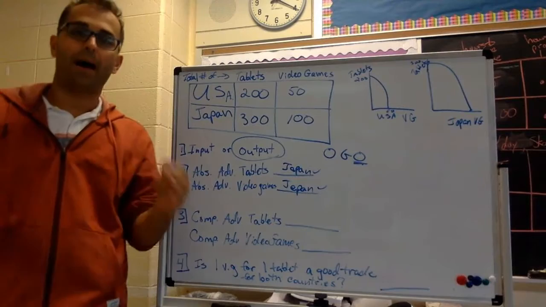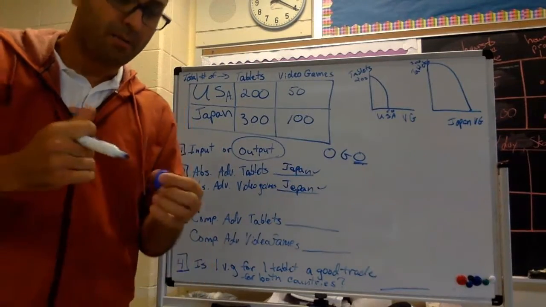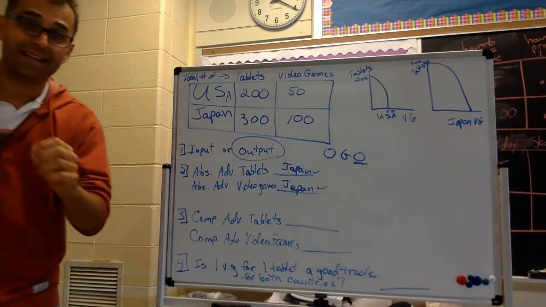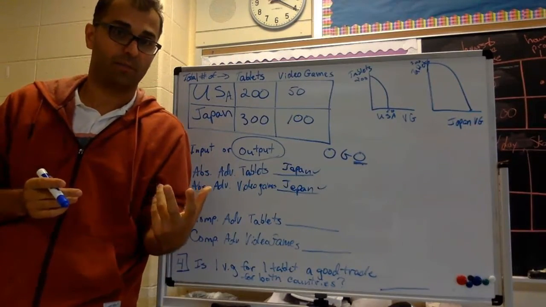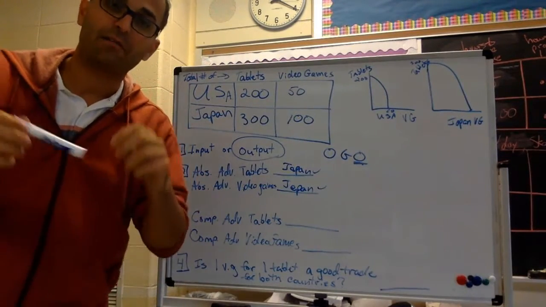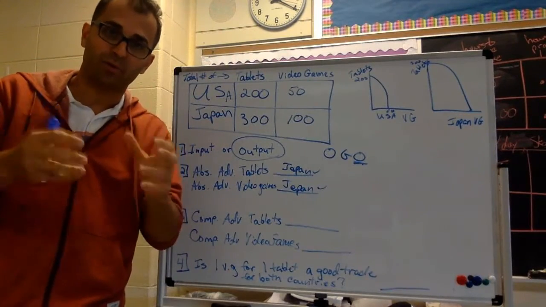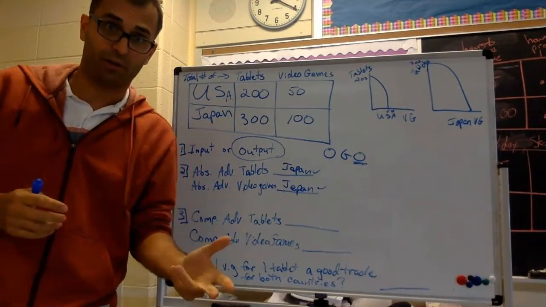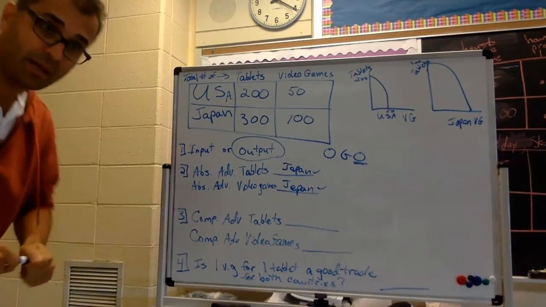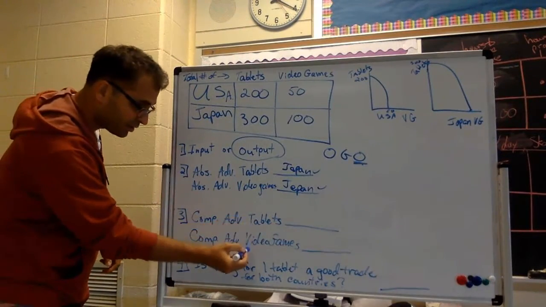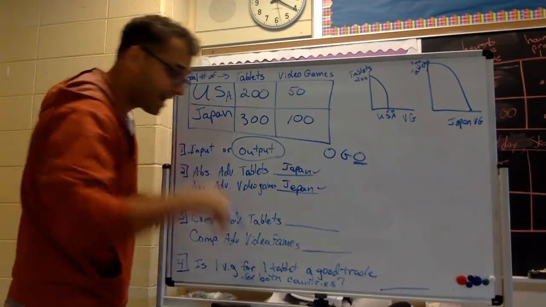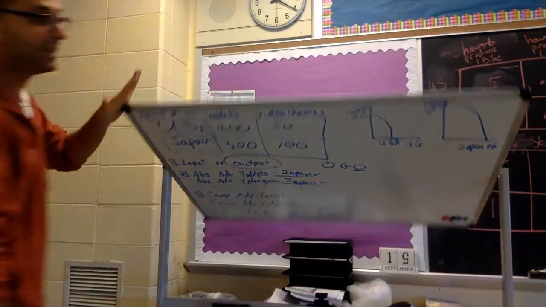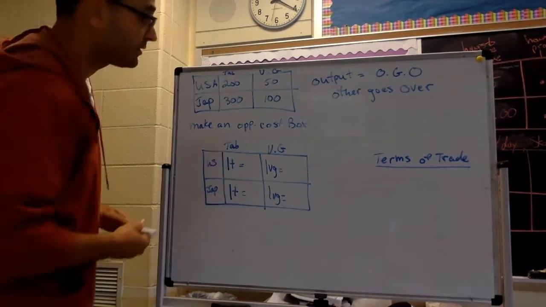Who has the comparative advantage, okay? Remember, comparative advantage dictates who is going to specialize and trade in that particular good. And the way to find that out is to figure out who has the smaller opportunity cost of producing the other good. So, how do we do that? Who has comparative advantage in tablets? Who has it in video games? I'm going to take these numbers and take this box, and I have to make an opportunity cost box. And everybody should do this.